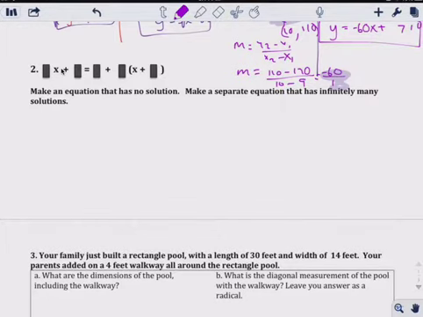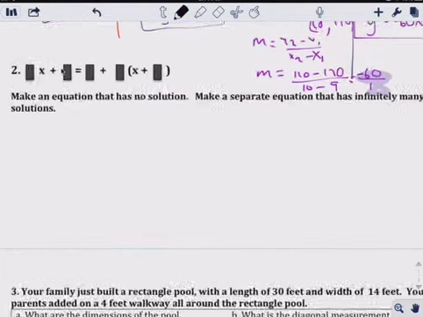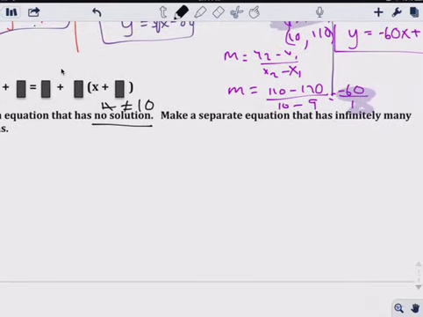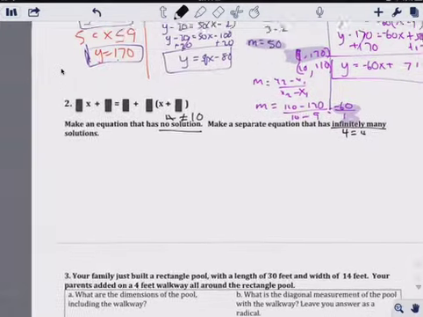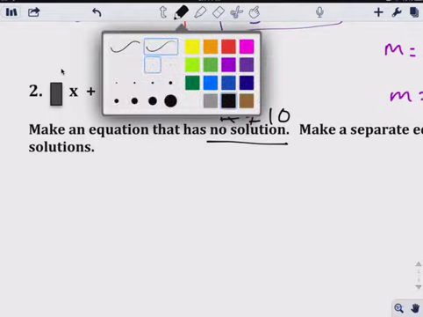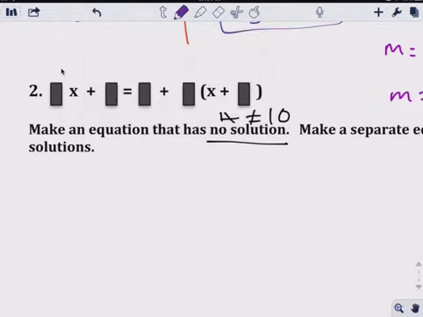Okay, now make an equation no solution. No solution is when something like 4 does not equal 10. And a separate equation infinite solution, that means 4 equals 4, something like that. Basically we can put any number we want. Okay, let's do no solution first.